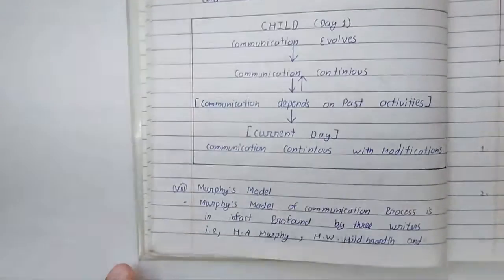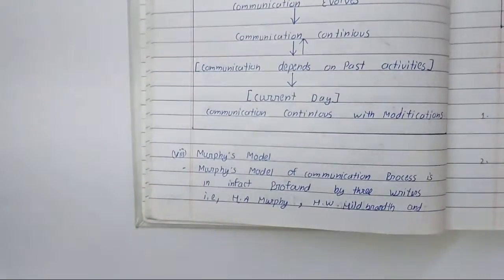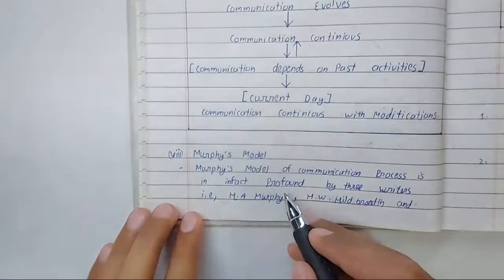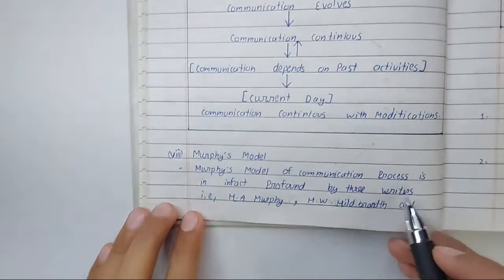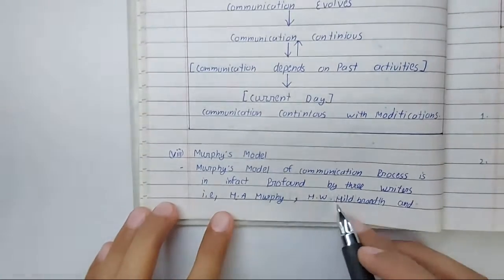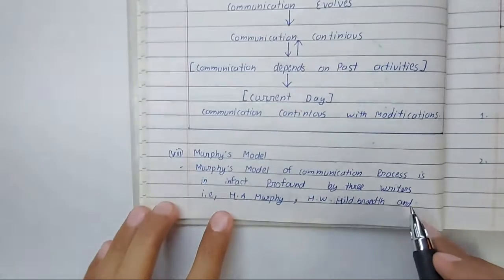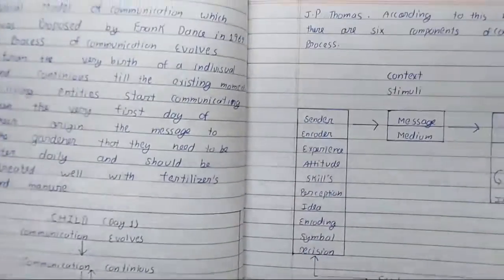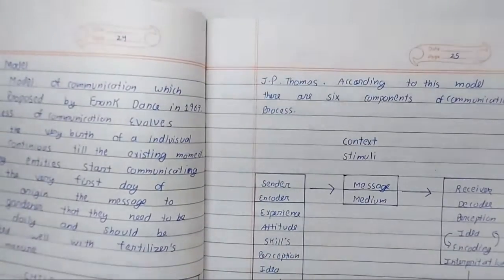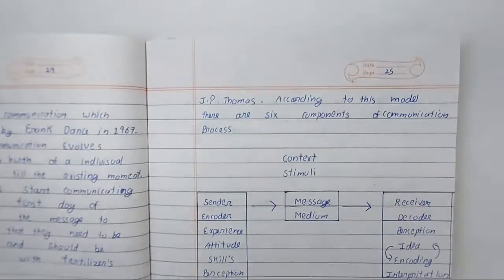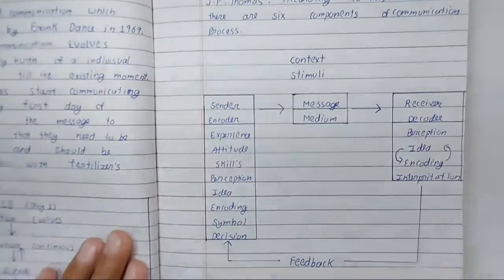Next one is Murphy's model. The Murphy model of communication process was in fact propounded by three writers. First one, H. A. Murphy, H. W. Hildebrandt and J. P. Thomas. According to this model, there are 6 components of the communication process. Here is the diagram.